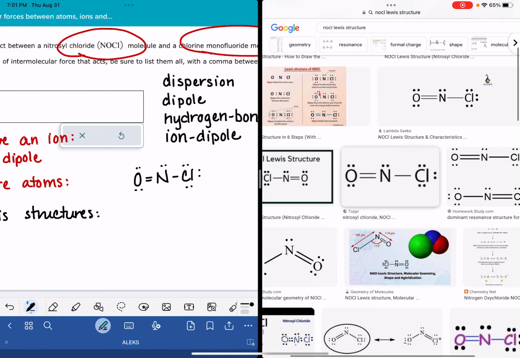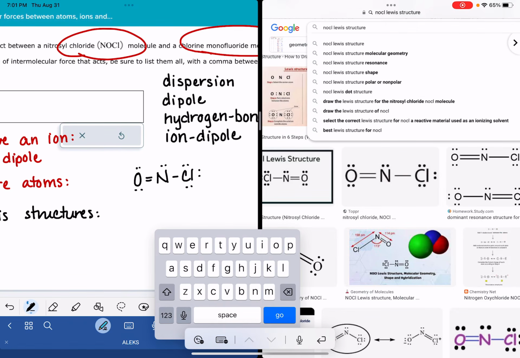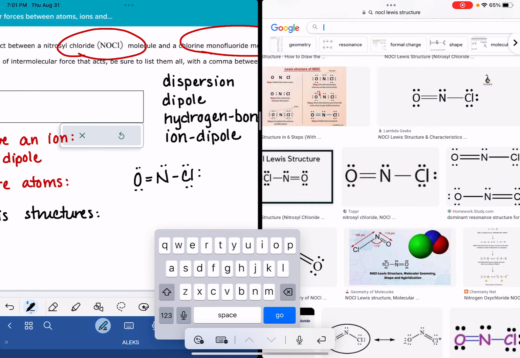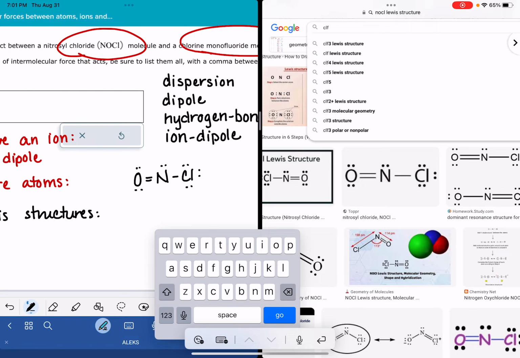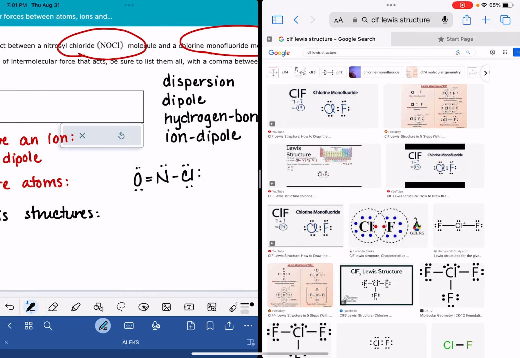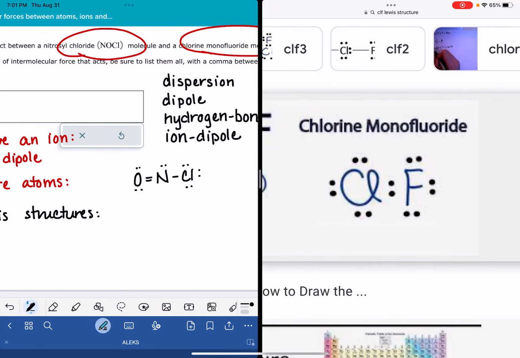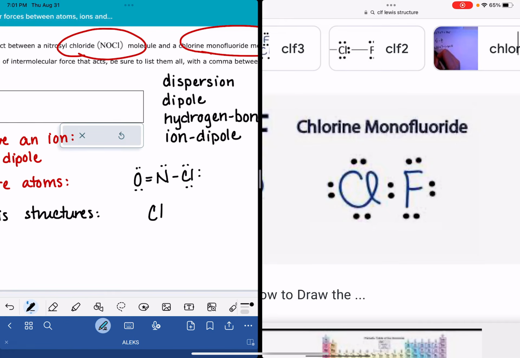And then the Lewis structure for chlorine monofluoride. That is, chlorine monofluoride is ClF, but you could also type in the words chlorine monofluoride, and we can see that it's kind of a funky structure there. It doesn't have the bond drawn out, but that is a single bond between the chlorine and the fluorine. So there's its Lewis structure.